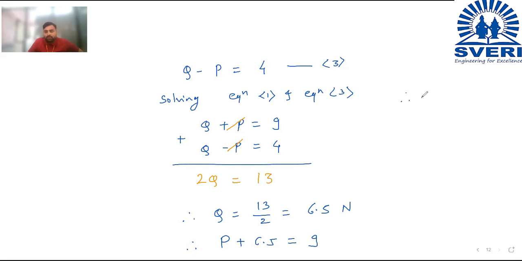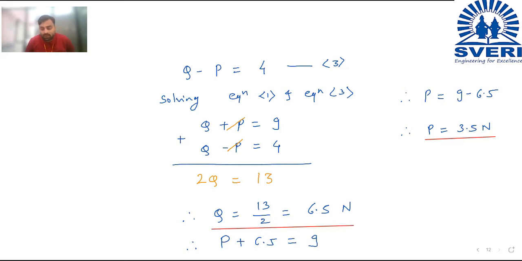Now therefore, P is equal to 9 minus 6.5. So therefore, P is equal to how much? P is equal to 3.5 Newton. So this is the answer. P is equal to 3.5 Newton and Q is equal to 6.5 Newton. So these are your final answers to this question.